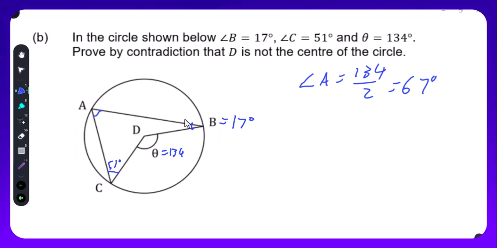This also means that we should be able to solve now for angle D, because we've already got angles A, B, and C. Well, to be fair, you should be able to get angle D straight away anyways. If theta is 134, then angle D is going to be 226, because it's 360 take 134 equals 226.